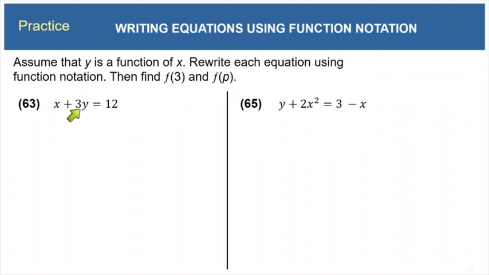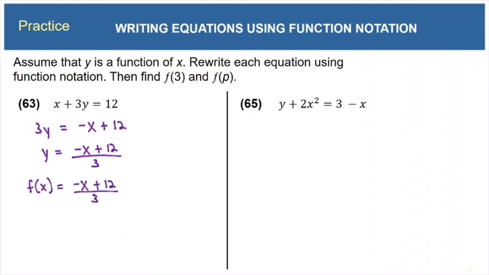So here we have x plus 3y equals 12. Let's first isolate the y. So we're going to subtract x from both sides and divide both sides by 3. And in this case, the denominator is positive, so this is about as nice looking as this one can get. So at this point, I'm going to go ahead and take the y out and replace that with f of x. And now I'm going to evaluate f of 3.